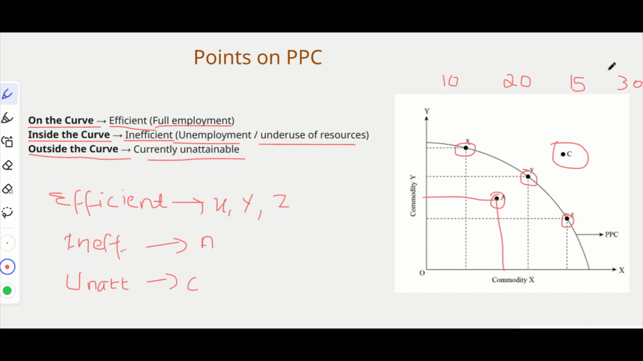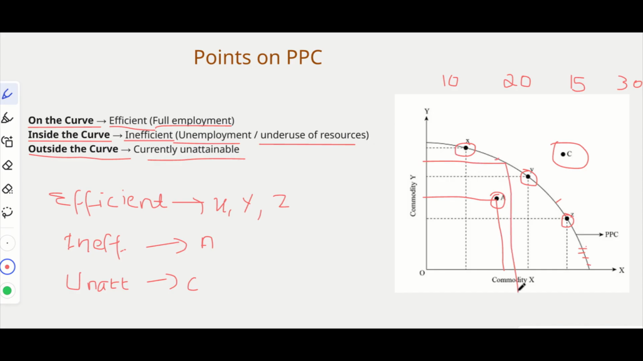Okay. So these are the points on the PPC. Whether a point is attainable or not depends on its position relative to the curve. If it is inside the curve, it is inefficient. If it is on the curve, it is efficient. And if it is outside the curve, it is unattainable. No matter the points X, Y, Z, whatever be the point on the curve, you can take any number of points like this. See, all are possible.